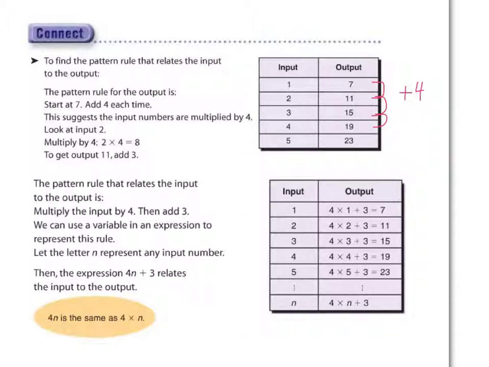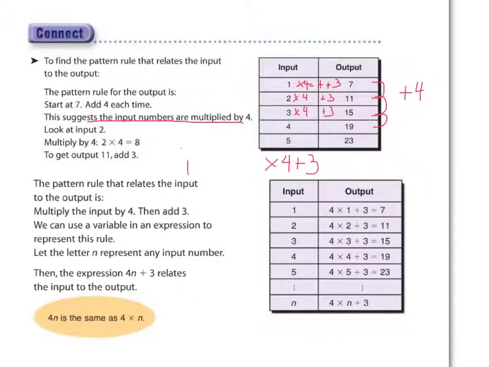Alright, so as it says here, that suggests that the input number might be multiplied by 4, because it's definitely increasing. We could add by 4 or multiply by 4. Let's start with trying multiplying by 4, since that's what they suggest here. 1 times 4 is 4. To get to 7, we're going to have to add 3. So let's see, 2 times 4 is 8 plus 3 is 11. 3 times 4 is 12 plus 3 is 15. Okay, perfect. We have determined our rule. It is times 4 plus 3.